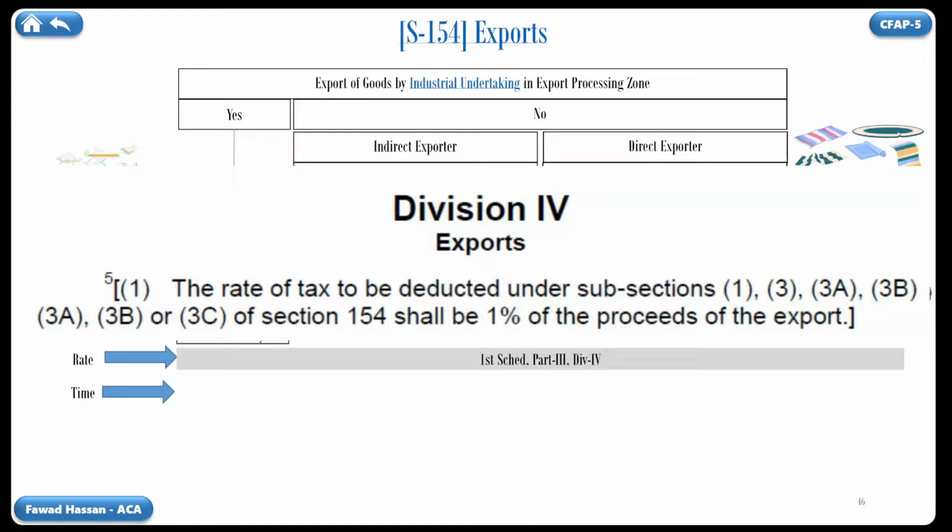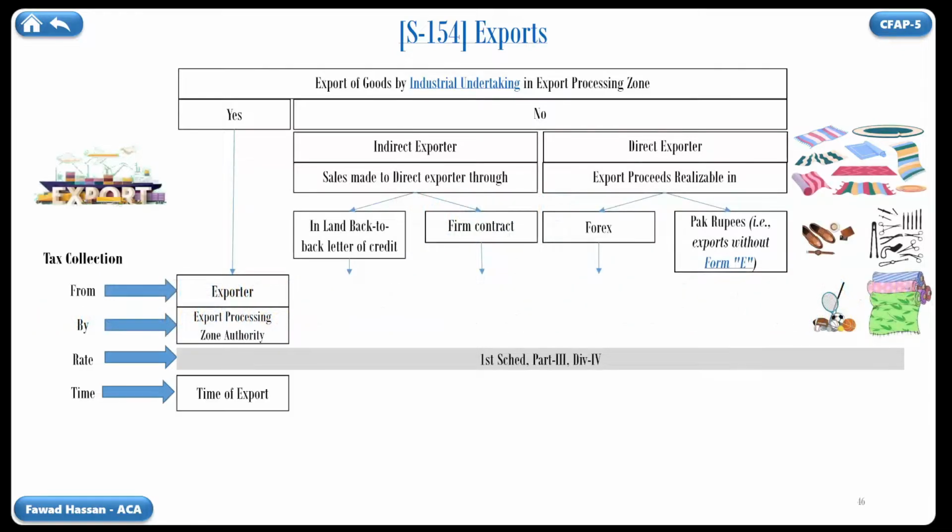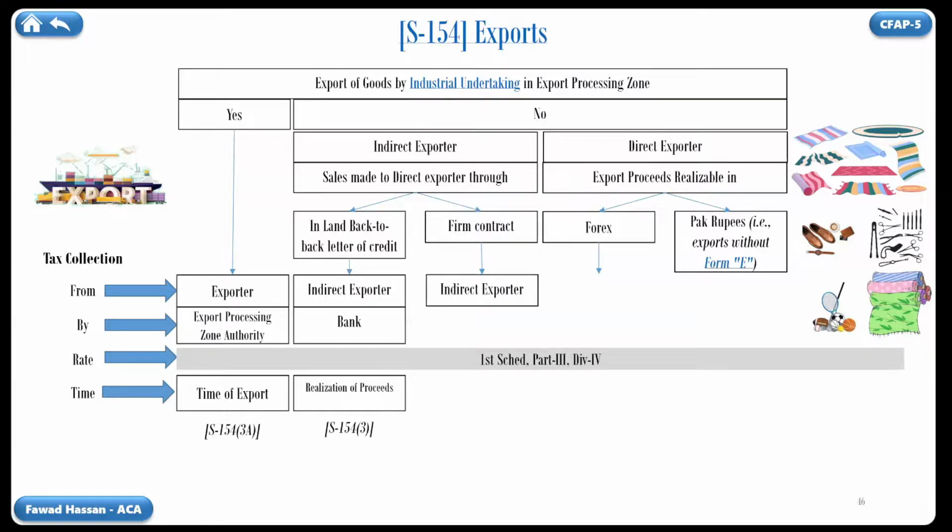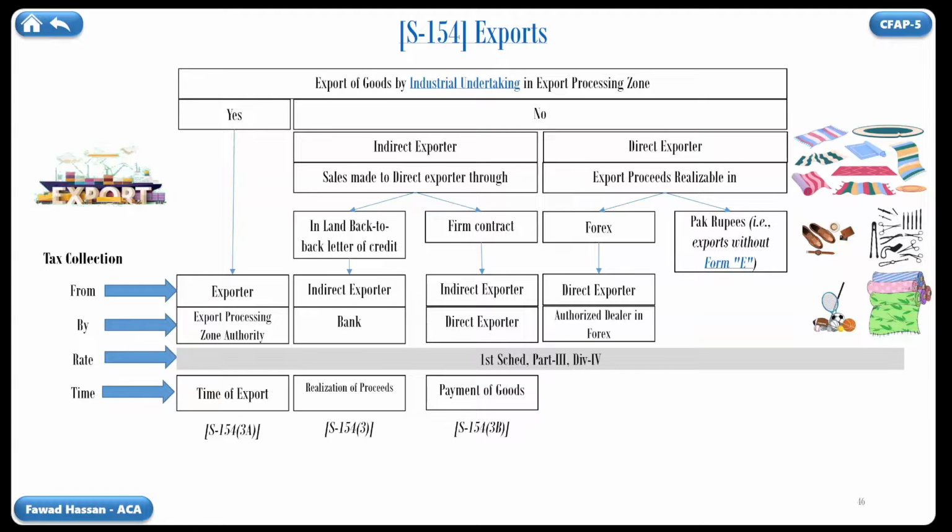Let's move back to presentation. This tax will be collected at time of export. In case of sale by indirect exporter on basis of back-to-back LC, tax will be collected by the bank, which has opened the LC for indirect exporter. This tax will be deducted at time of realization of funds from direct exporter. In case of sale under firm contract, the tax will be deducted by the direct exporter while making payment of goods to indirect exporter. In case of exports through Form E, authorized dealer in foreign exchange will deduct tax at time of realization of Forex proceeds.